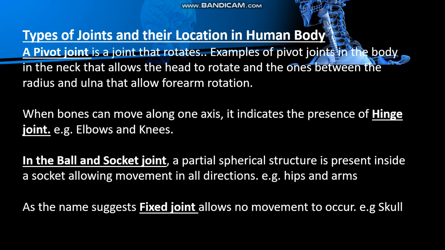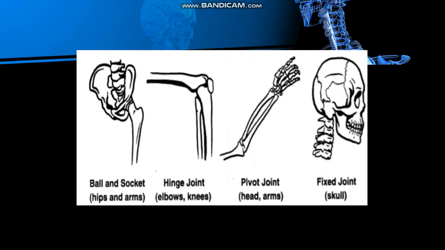Next we will see the types of joints and their location in the body. A pivot joint is a joint that rotates. An example of a pivot joint in the body is the neck that allows the head to rotate, and one between the radius and the ulna that allows forearm rotation.